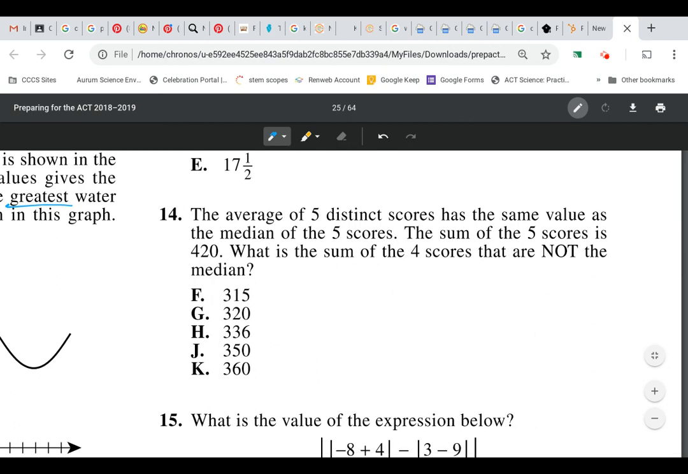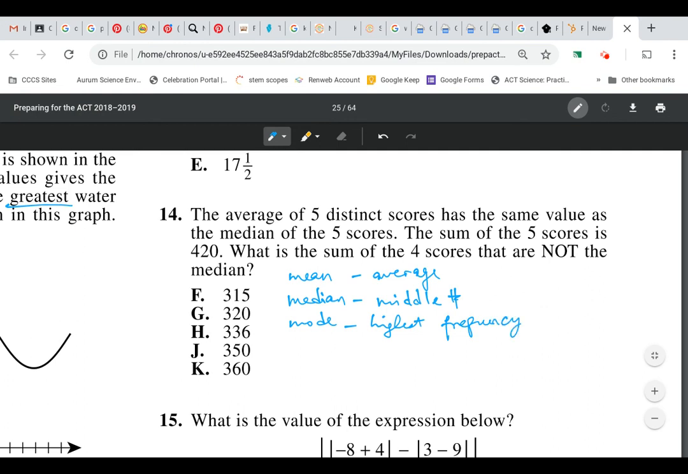All right, number 14. The average of 5 distinct scores has the same value as the median of the 5 scores. So you're always going to have those questions. We have 3 terms: mean, median, and mode. Mean is average, okay? Median is the middle number. And then mode is the highest frequency.